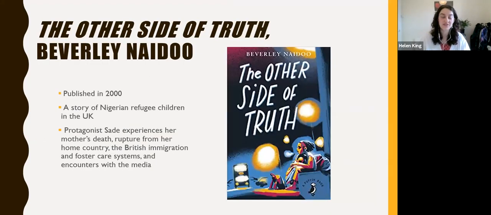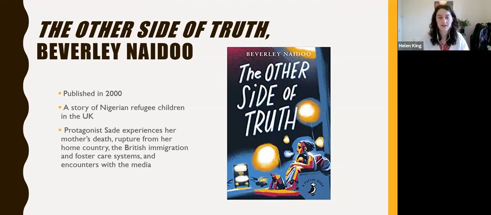So we're going to look at The Other Side of Truth by Beverley Naidoo. This was published in 2000. It's set in the 90s. The protagonist Sade and her younger brother Femi are from Nigeria, and their father is a journalist who is very critical of the Nigerian government, and because of this it's not safe for the family to remain in the country. After their mother is killed, the family flee to the UK using false passports. The father is put in a detention centre in the UK, and the children go into temporary foster care. So they have to negotiate the asylum system, the foster care system, a new school, racist bullies, and eventually the media, as they attempt to get their father's story on the news in order for him to be released.